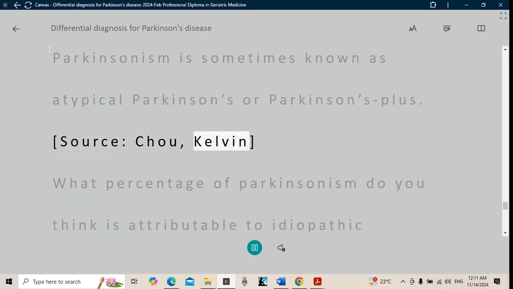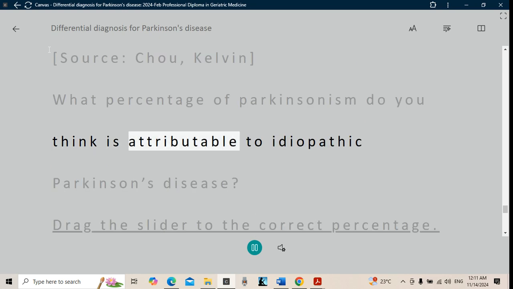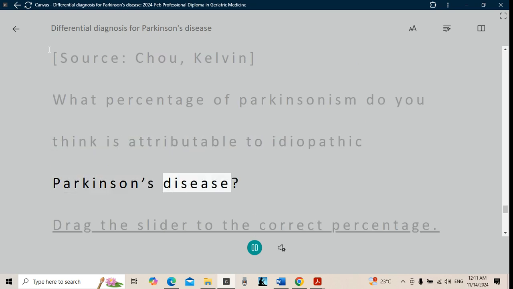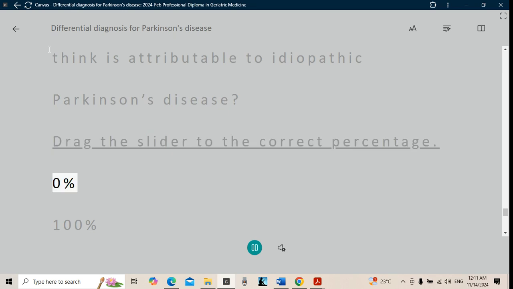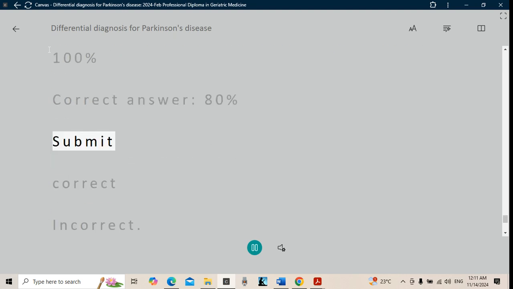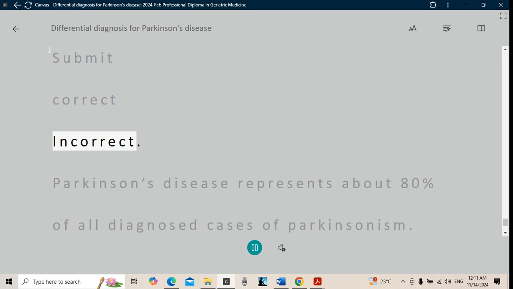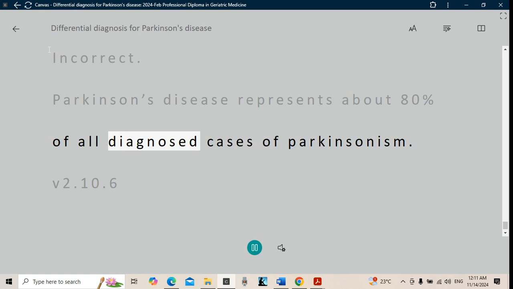Source, Cho, Kelvin. What percentage of Parkinsonism do you think is attributable to idiopathic Parkinson's disease? Drag the slider to the correct percentage. 0%. 100%. Correct answer, 80%. Submit. Correct. Incorrect. Parkinson's disease represents about 80% of all diagnosed cases of Parkinsonism.